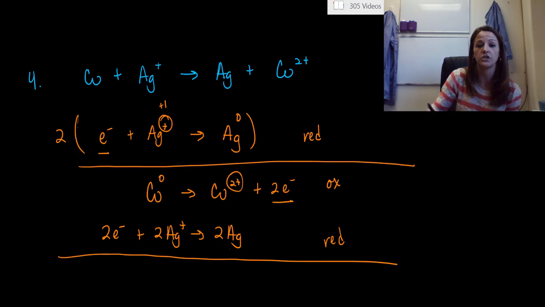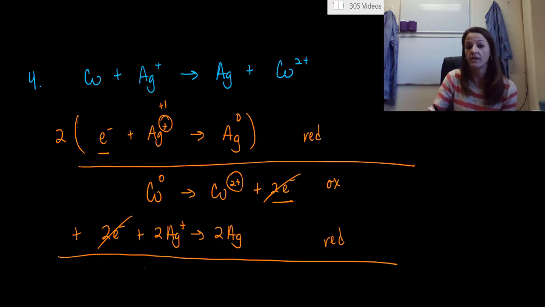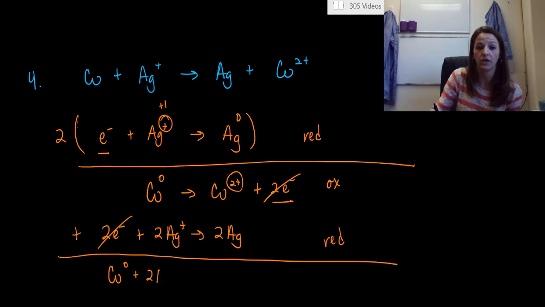And so now all we're going to do is add everything together to get our overall equation. So now I have 2 electrons and 2 electrons. Those cancel out. Nothing else cancels out, so you just bring it directly down. So copper 0 plus 2 silver pluses going to copper 2+ plus 2 silvers.